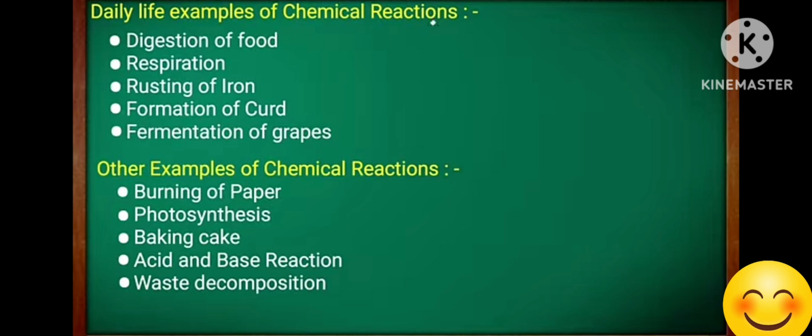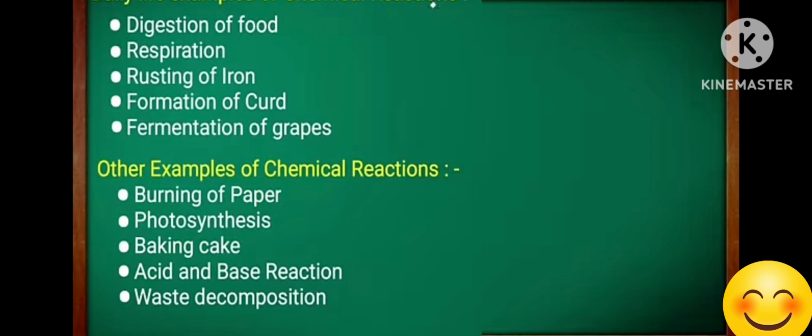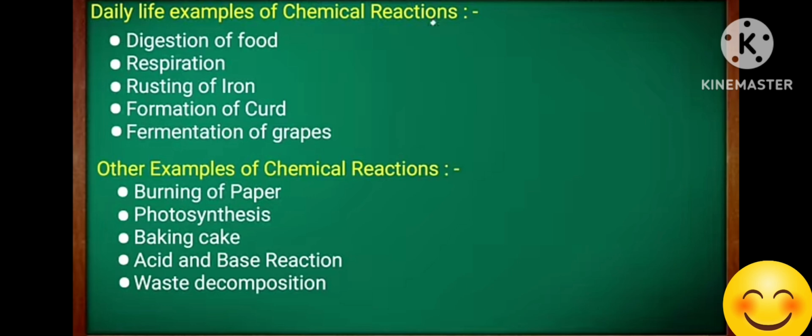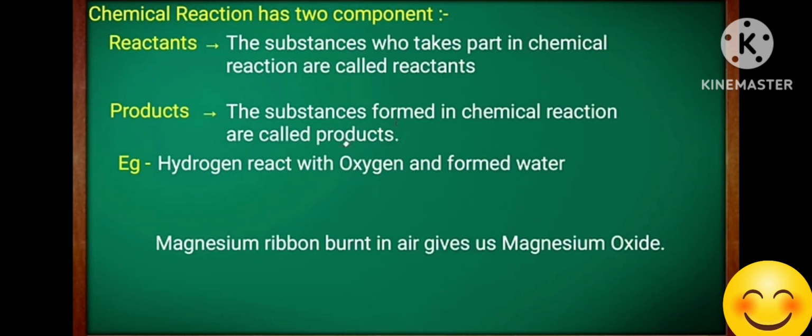Let us learn some daily life examples of chemical reactions: digestion of food, respiration, rusting of iron, formation of curd, fermentation of grapes. Some other examples are burning of paper, photosynthesis, baking a cake, acid and base reaction, and waste decomposition. Till here we have learnt about chemical reactions and some examples.